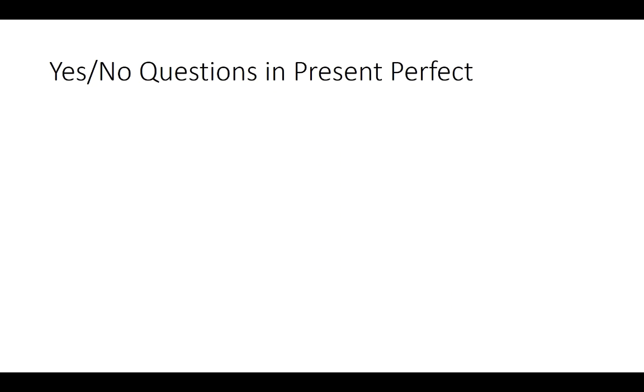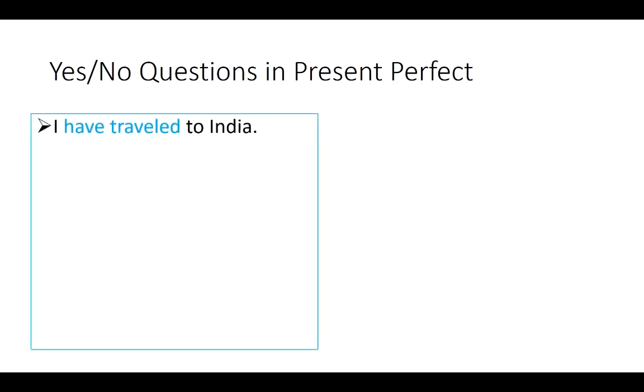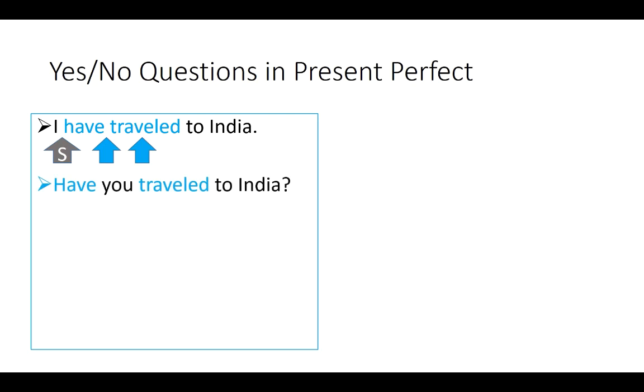You have already learned how to form a sentence with this tense, with a subject and a helping verb and a past participle. Now, making the question is easy. Move the helping verb to the place before the subject. In English questions, a verb comes before the subject. Have you traveled to India?